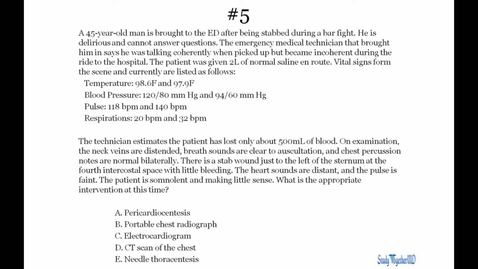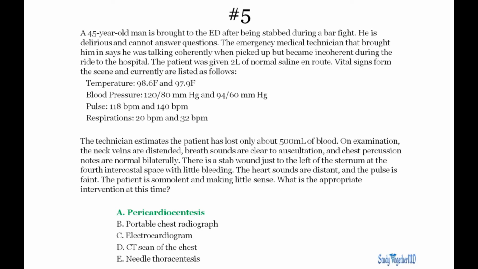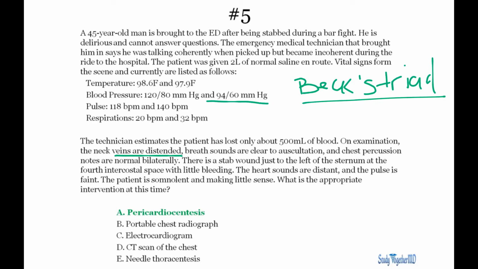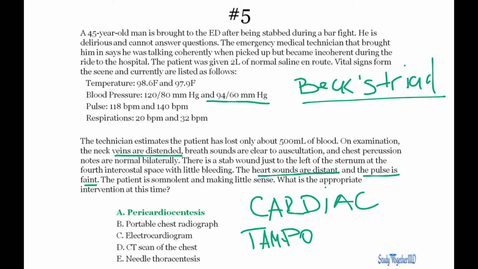Here's your last question in this block. Okay, so what do we have in this patient? You should be able to recognize so-called Beck's triad. Okay, so we have JVD, we have hypotension, and we have diminished heart sounds. Okay, the breath sounds are fine, but the heart sounds are distant, and the pulse is faint. What do we think of? Cardiac tamponade. Okay, what do we do? Pericardiocentesis. That's a must.